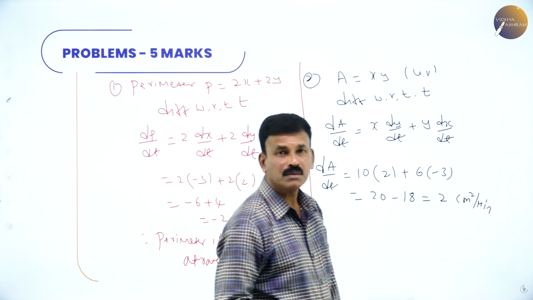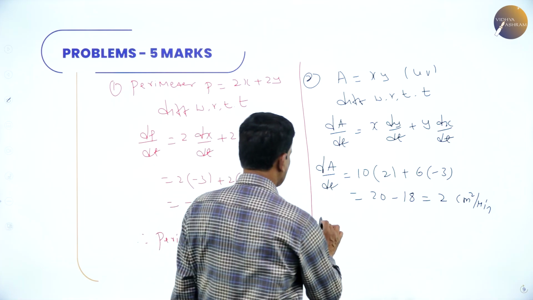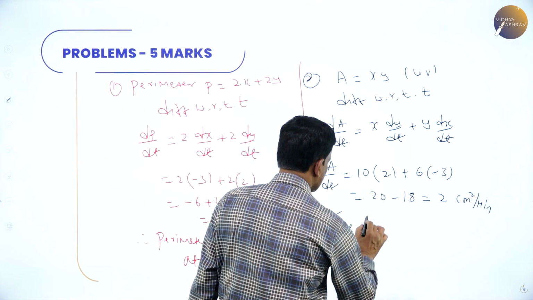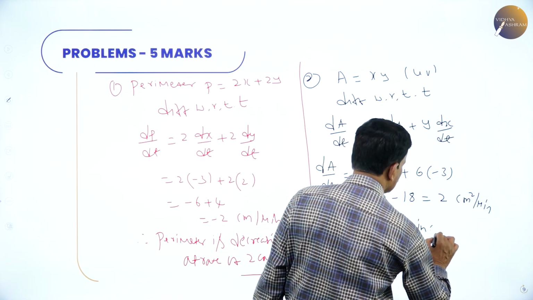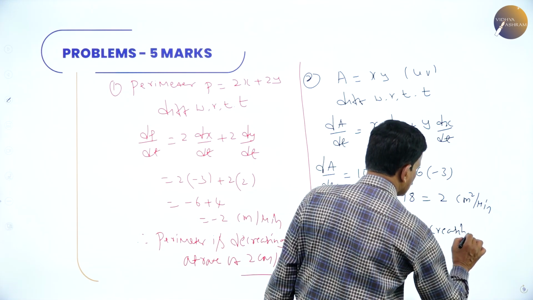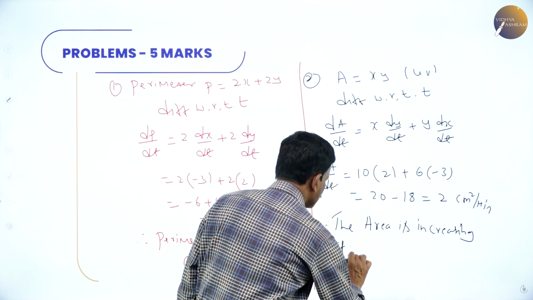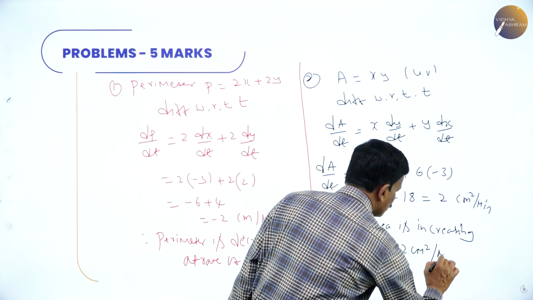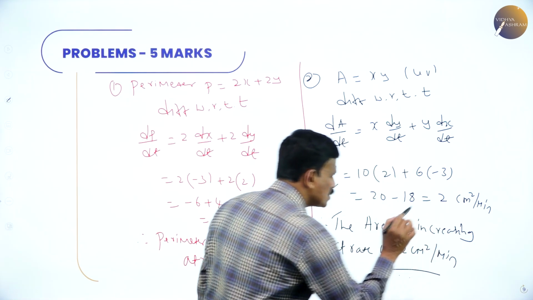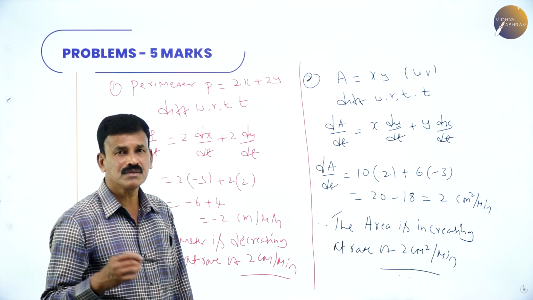Right, that's it. What is the conclusion? Therefore, the area is increasing at the rate of 2 centimeters square per minute. That's it. This is how we are going to solve. Very important for 5 marks.